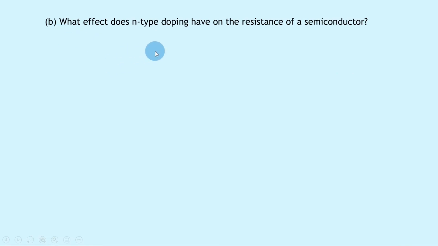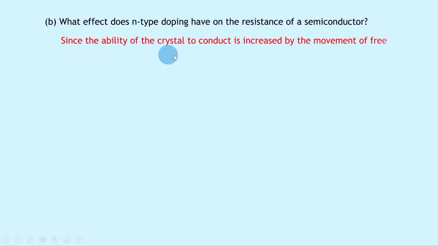Part B says, what effect does N-type doping have on the resistance of a semiconductor? Well, we can say that since the ability of the crystal to conduct is increased by the movement of free electrons, the resistance of the semiconductor is reduced or decreased.